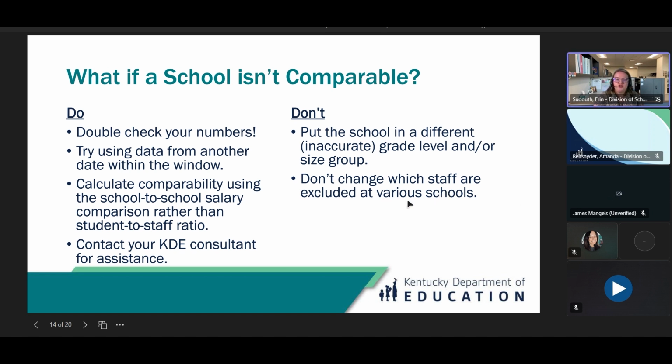Also, don't change which staff have been excluded at various schools. So I mentioned how there is that list of staff who may be excluded at the district's discretion. A couple of examples from that list are your EL teacher or staff who are paid for excess costs of providing services to children with disabilities. So if you've counted those at one school, you need to count them for all the schools, or if you've excluded them at one school, you need to exclude them from all the schools.